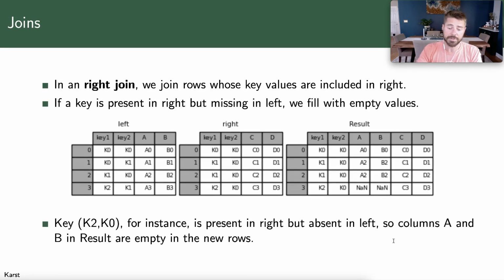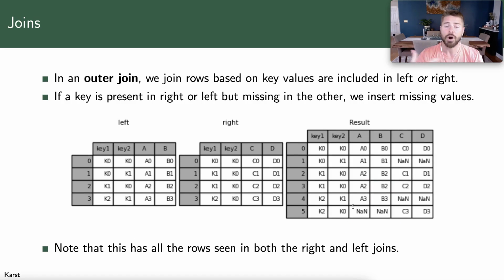Right is exactly the opposite. We keep all the keys in right, even if it means that we have to insert missing values in the columns of left. It's exactly the opposite. And then outer is we keep all the keys in both of them, inserting missing values where we need. So outer is like the outer part of the Venn diagram. We keep all of the possible keys.